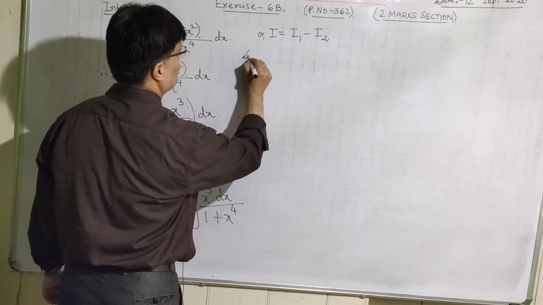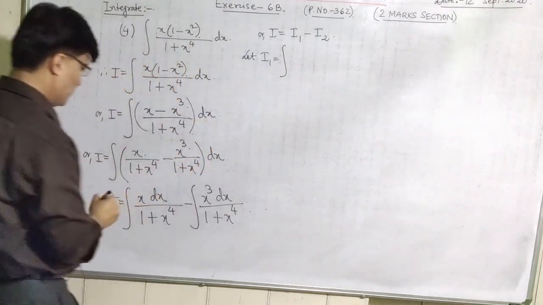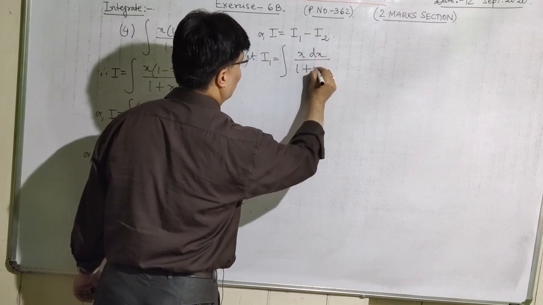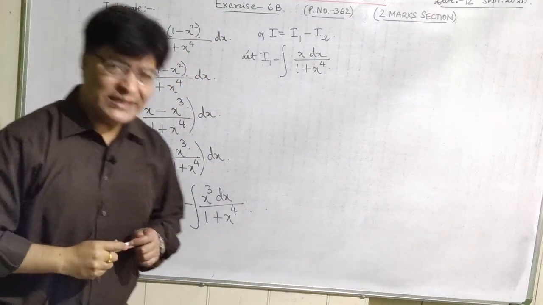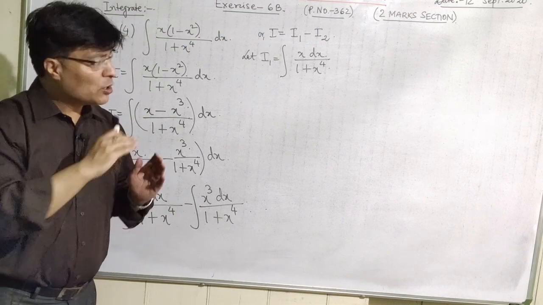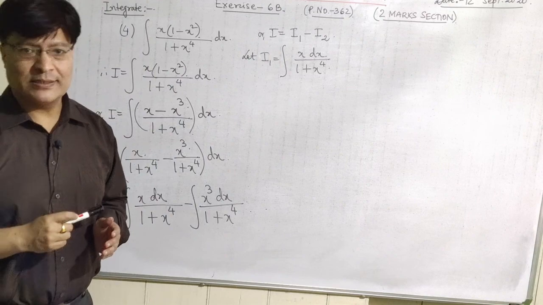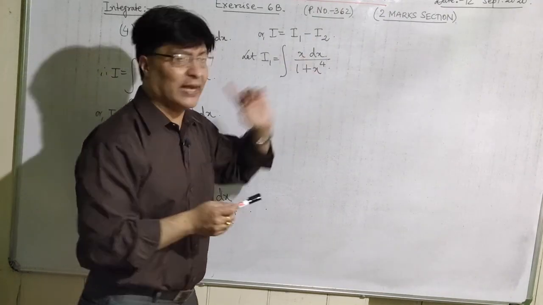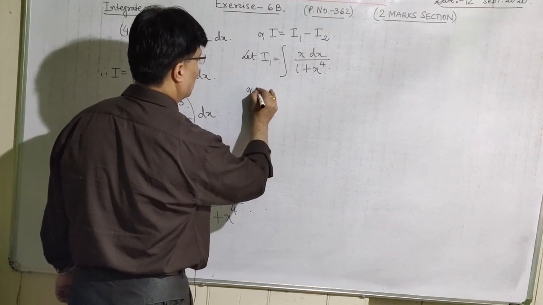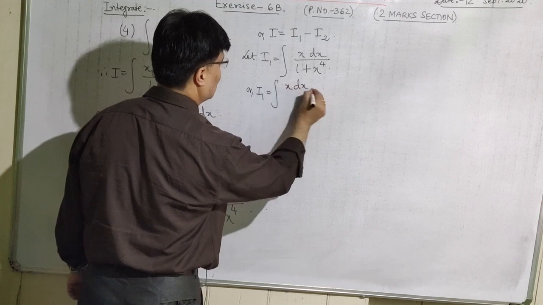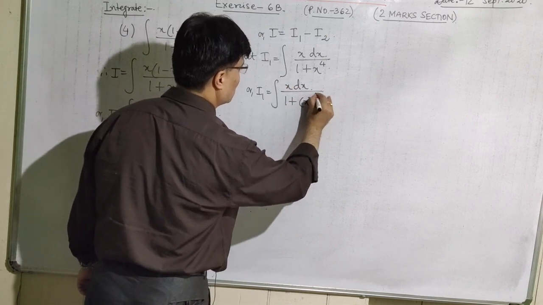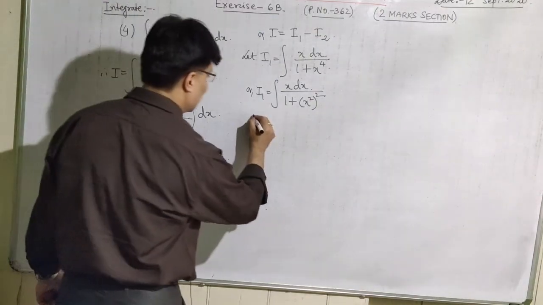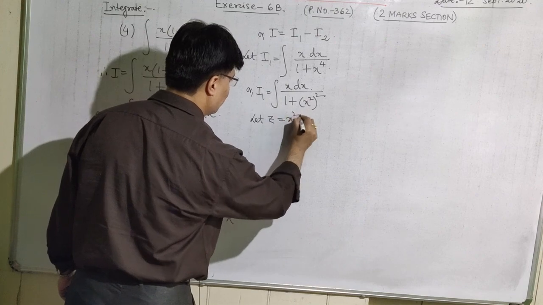Clear? So let us find out the value of I1 first. I1 is equal to the integral of x dx divided by 1 plus x to the power 4. Now in this case, first of all, you have to do the method of substitution. You cannot directly write the standard integrals here. You know that x to the power 4 can be written as x square whole square and the differentiation of x square gives x, isn't it? So I1 is equal to the integral of x dx divided by 1 plus x square whole square. You have to make it x square whole square because the differentiation of x square is 2x. Okay. So let z is equal to x square.